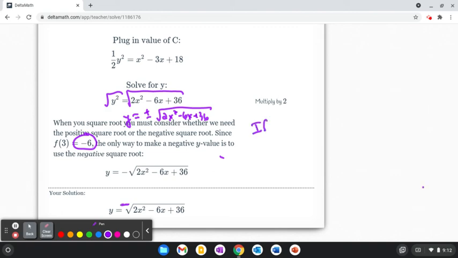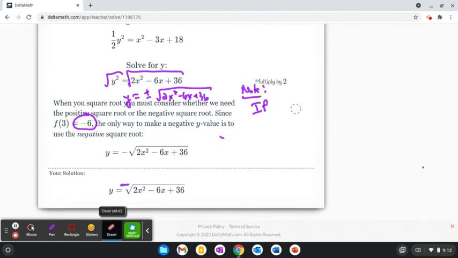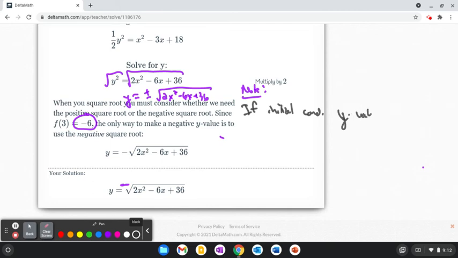Make a note here: if our initial condition y value is negative, then we want the negative root.